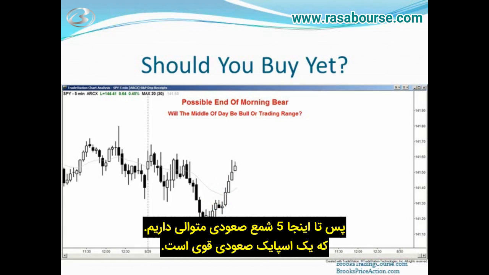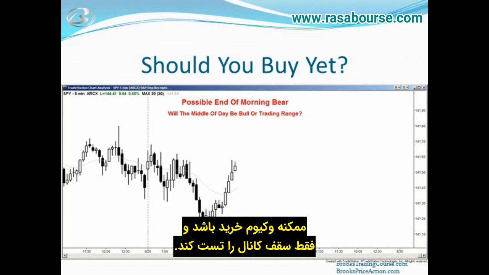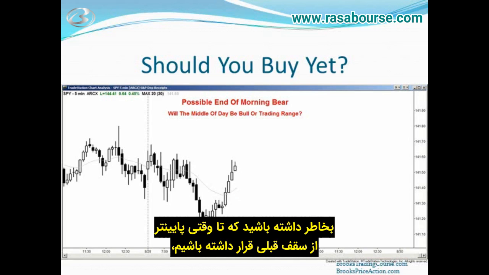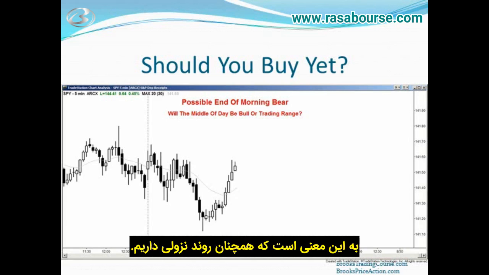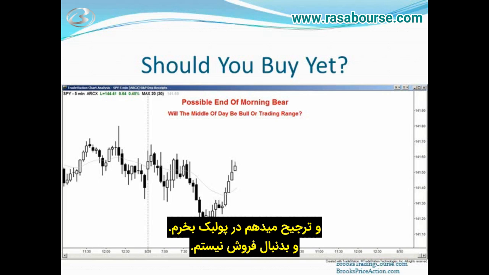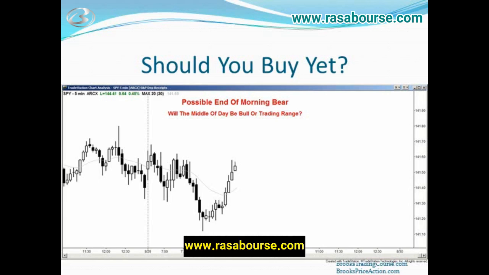Two more bull bars. So now we have 5 consecutive bull bars, a strong bull spike. It could be a buy vacuum test of the top of the channel. Remember, as long as we stay below the prior lower high, it's still arguably a bear trend. But at this point, I think it's always in long, and I'd rather buy pullbacks. I would not be looking to sell.